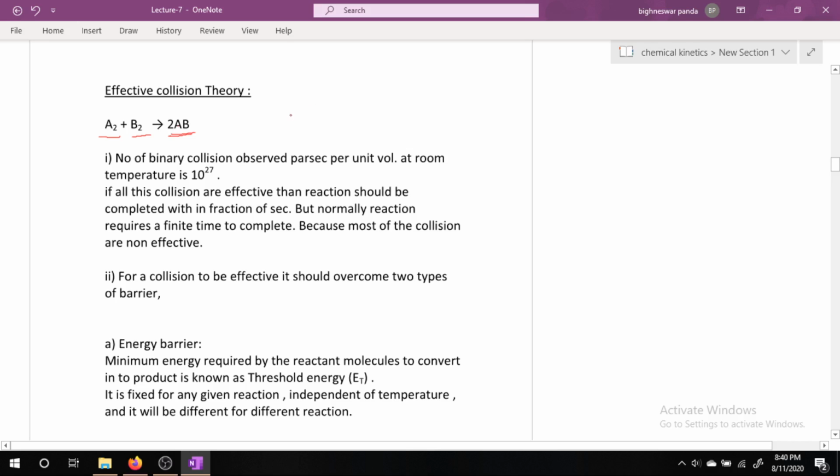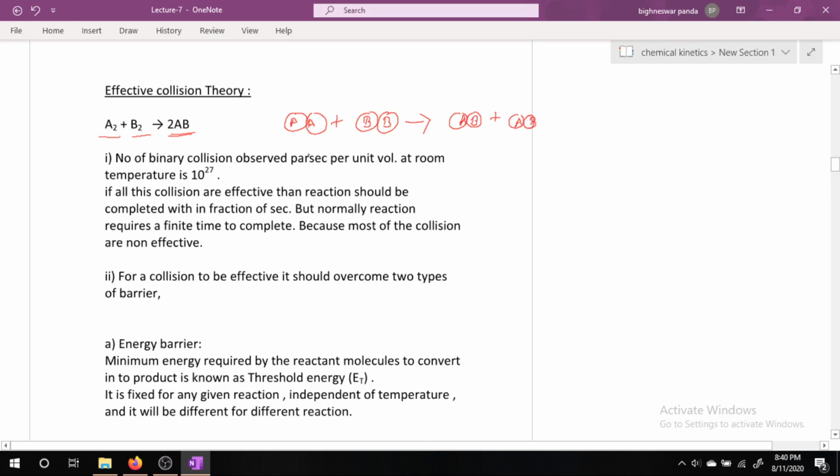So A2 means this is an A molecule plus this is a B molecule, and they undergo collision to give the product.